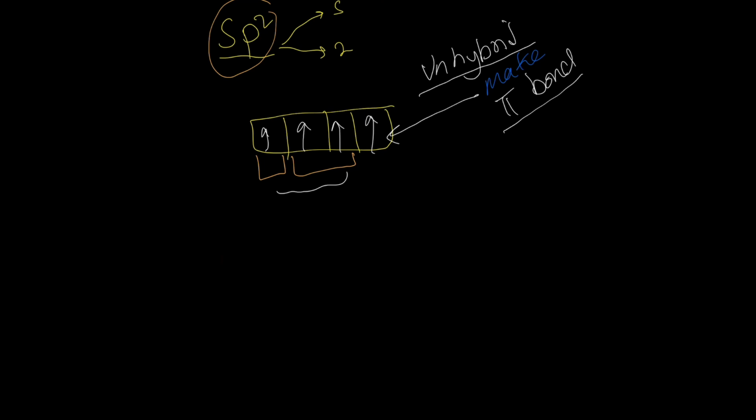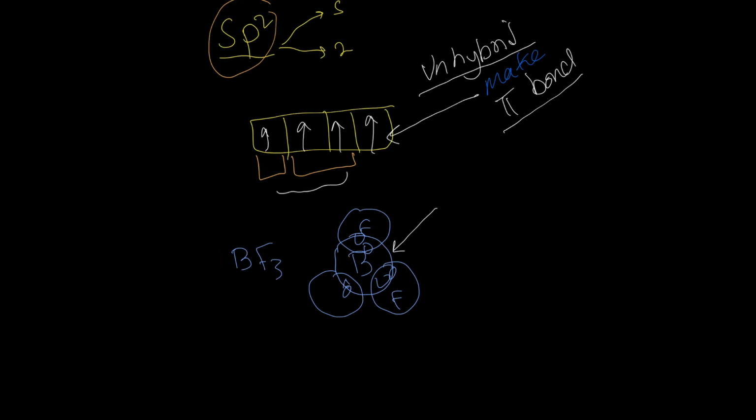Let's take another example like BF3. Boron is an element in group number 3, which has 3 electrons in its outer shell. It makes 3 bonds with fluorine. In this case, this element is considered electron deficient because it does not have 8 electrons around its shell. So this compound has a trigonal planar shape.